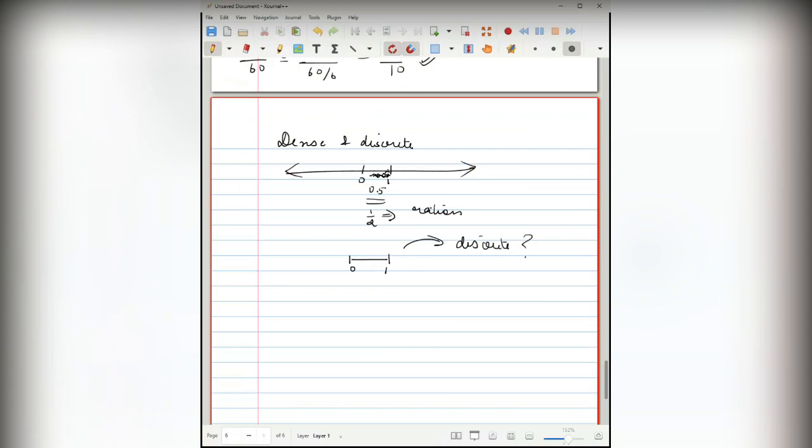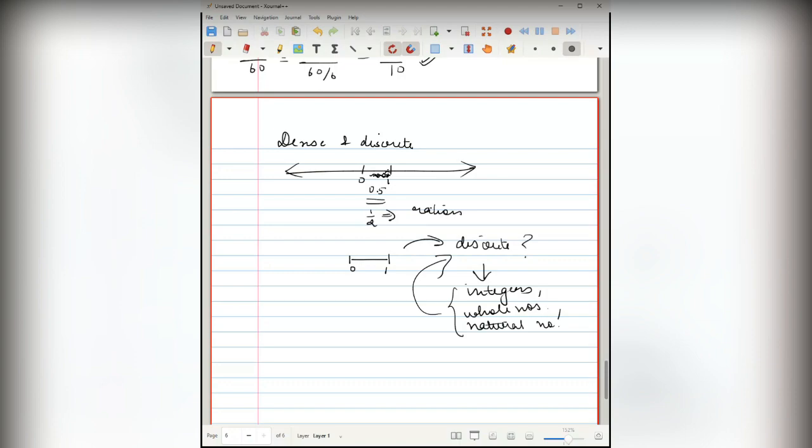No. So we call integers, whole numbers, and natural numbers, these all are discrete numbers. But this is not possible with the rationals.